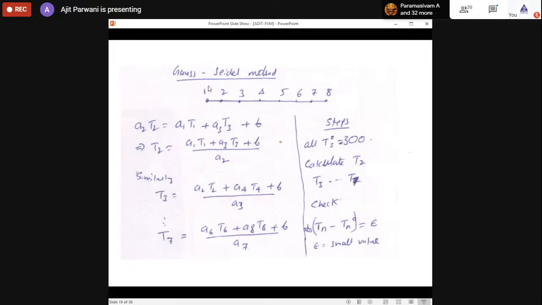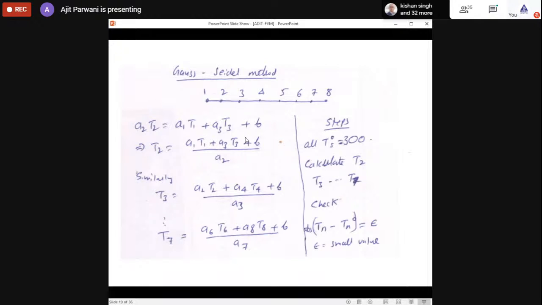So what is this Gauss-Seidel iterative method? In order to find the temperature at point 2, point 3, point 4, point 5, we need to solve all these equations. So how will we do this? The first step is to assume any temperature values at all the grid points. Suppose I assume a temperature value of 300 at all the grid points. Then find the value of T2 first, putting T1 as 300, T3, T4, T5, T6, whatever.